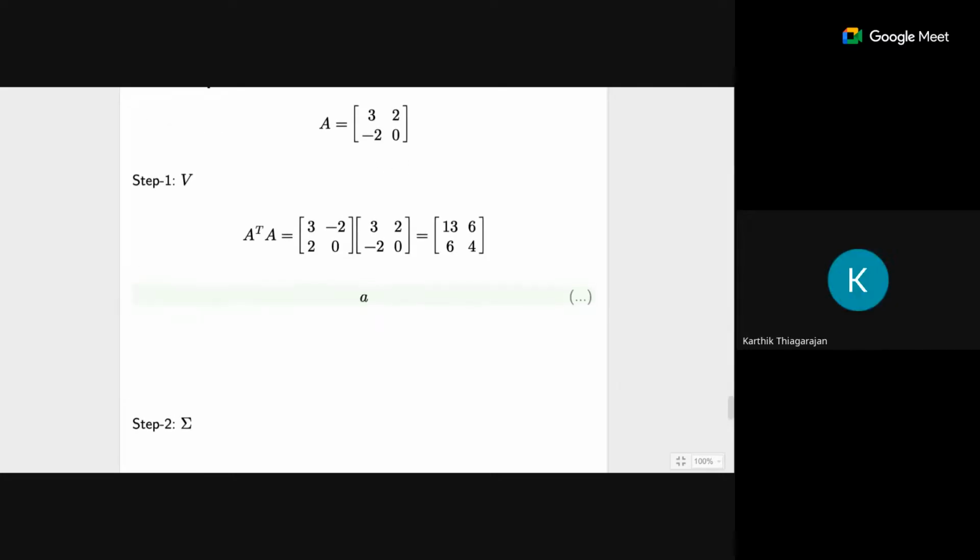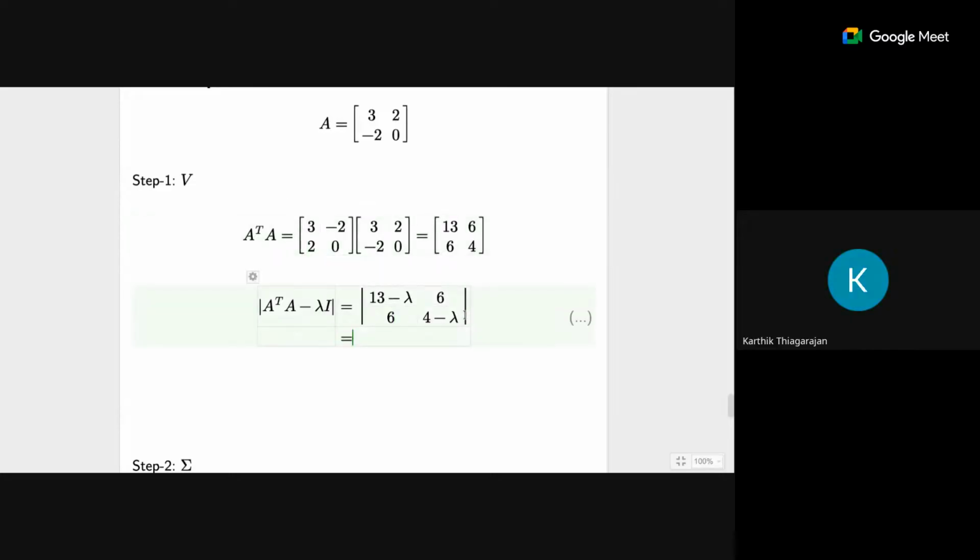Now for the characteristic polynomial of A transpose A, that is the determinant of A transpose A minus lambda I. So this is 13 minus lambda, 6. Sir, instead of 6, it should be minus 6 now. Which 6 are you saying? This one. 3 twos are 6, 6 only, right? 3 into 2, 6, plus 0, 2 into. Okay, sir, okay.